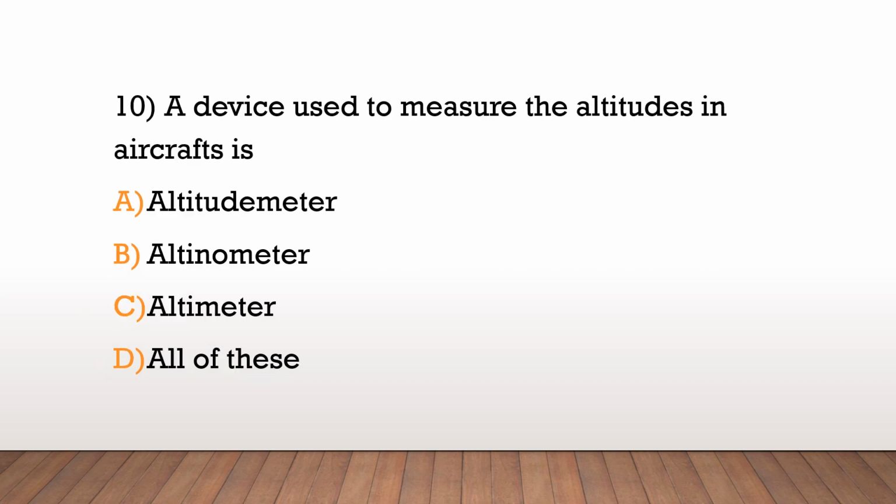10th question. A device used to measure the altitudes in aircrafts is A. Altitude meter, B. Altimeter, C. Altimeter, or D. All of these. So the correct device is altimeter.